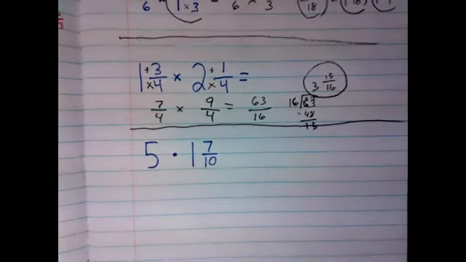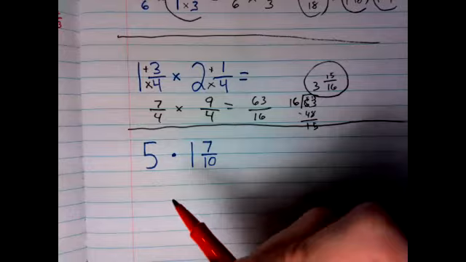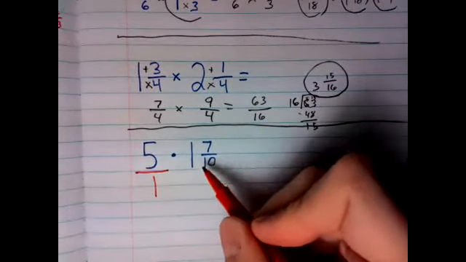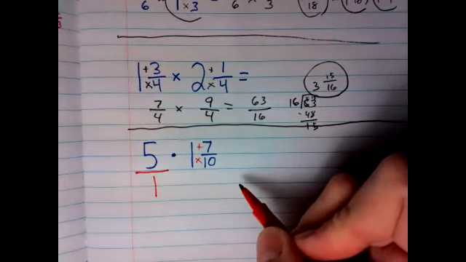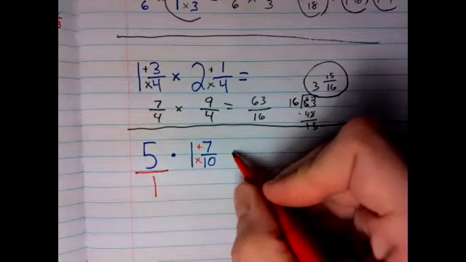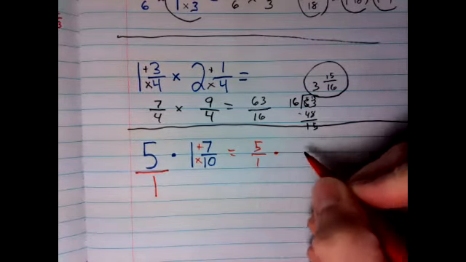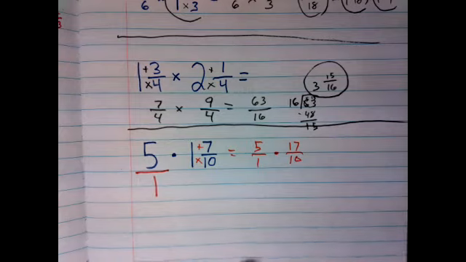All right, next one. Ooh, Webb and I were working on problems like this yesterday. We have a whole number. We always have to put it over 1. All right, let's fix this one. 10 times 1 plus 7. 10, 17. So I'm going to rewrite the whole thing right next door. 5/1 times 17/10.